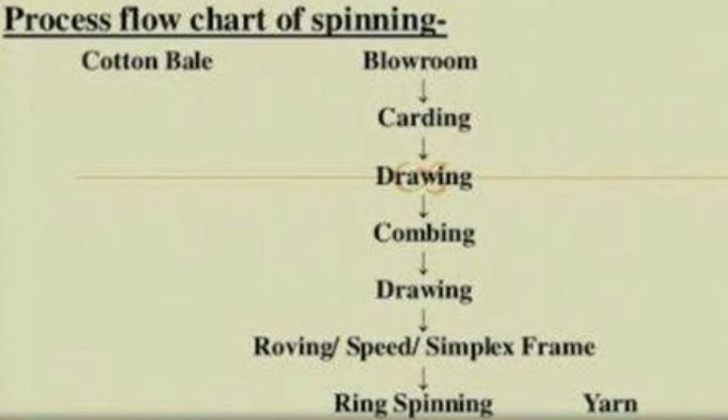So it is a consecutive process which is done in a flow way. So these are all the processes that we will discuss later on in detail. Now I have given a short flow chart of the entire spinning mill. Now we will be talking about the carding section.